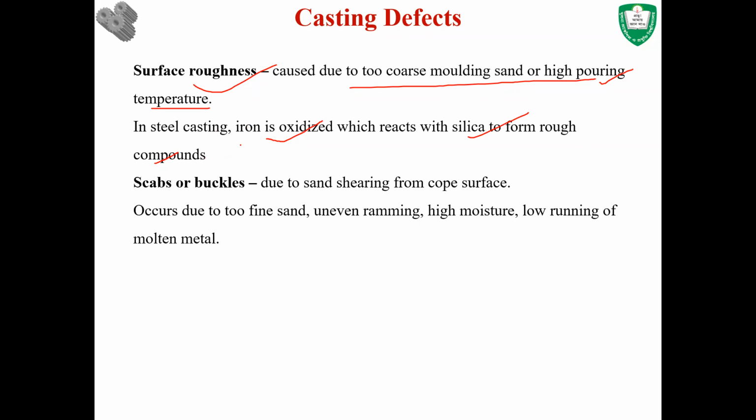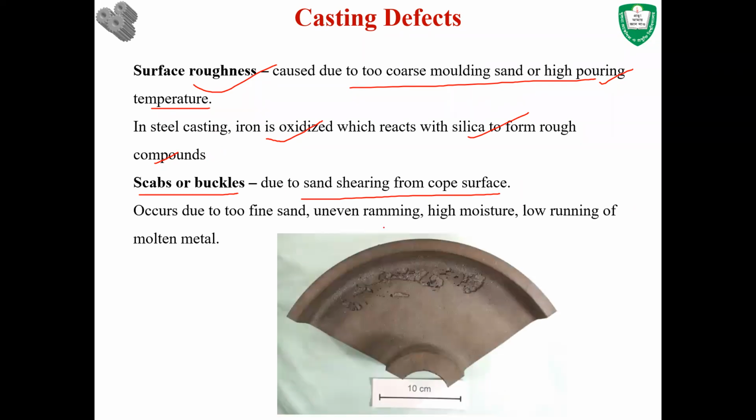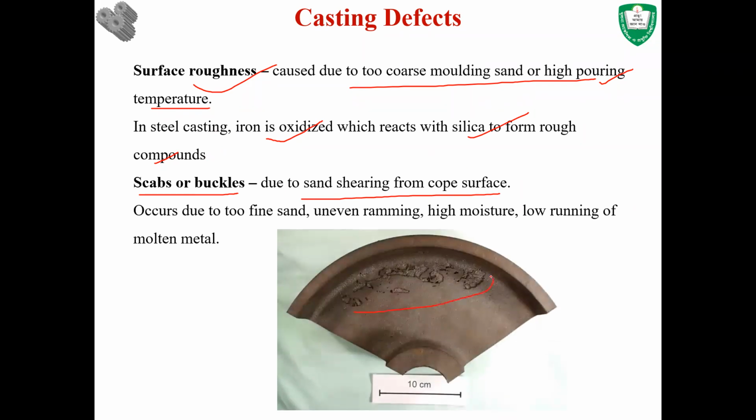Once you remove that scale, then you will get a very rough surface. And the second one is scabs and buckles, due to sand shearing from the cope surface. Sometimes in sand casting, this type of scab is seen. These are called scabs or buckles. These scabs are basically due to the shearing of sand. Sand gets loosened and mixes with the metal. When the sand gets mixed with the metal, it forms this kind of defect.